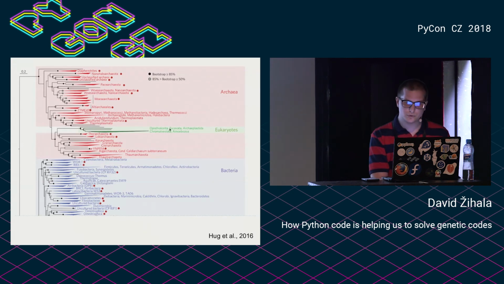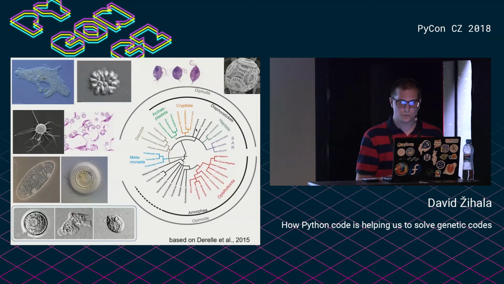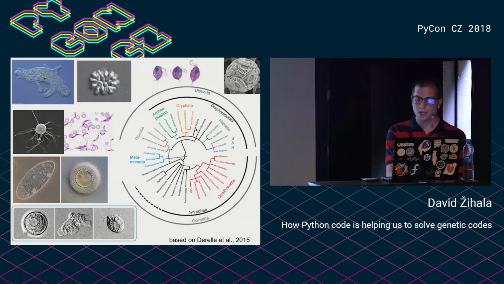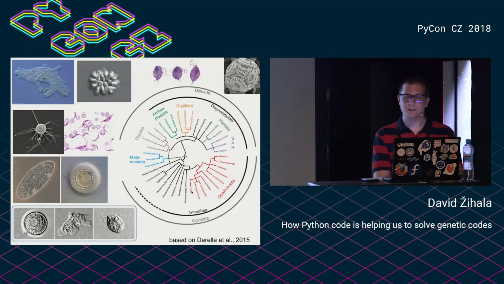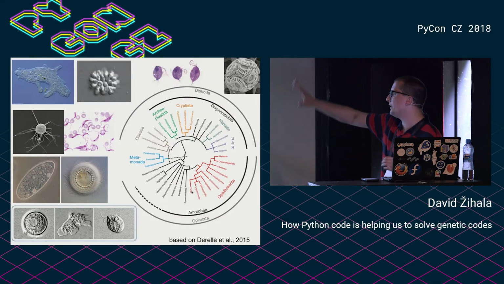And if we would zoom on eukaryotes, we would see a phylogenetic tree like this, which shows how our eukaryotic organisms are related to each other. And you all know animals, higher plants, and fungi. But you can see there's a lot of other things.